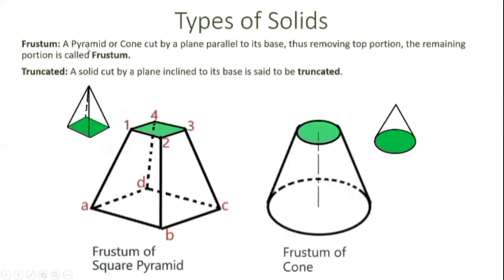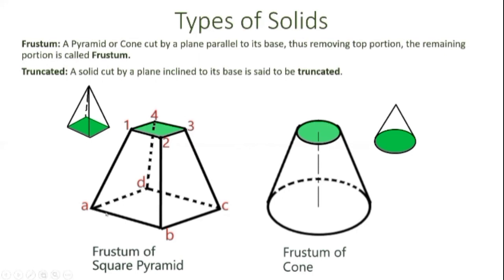Frustum: a pyramid or cone cut by a plane parallel to its base. Here we have taken an example of a square pyramid. We have cut the square pyramid such that the cutting plane is parallel to the base. When we cut this part, the top portion is removed. The remaining portion is called the frustum of a square pyramid.